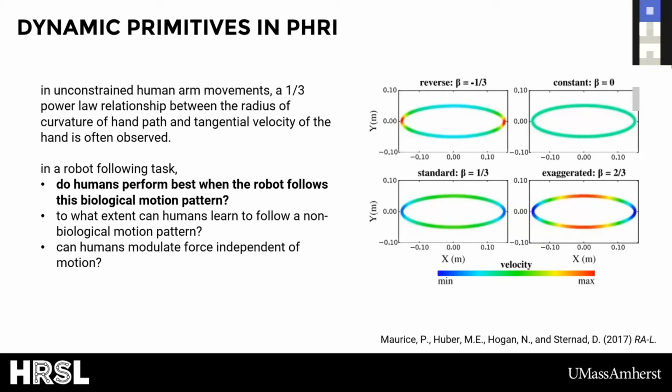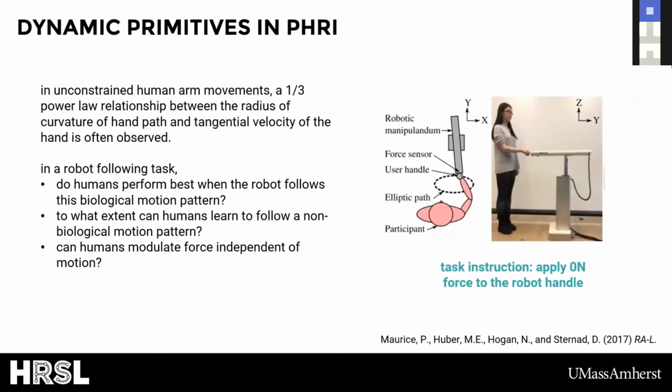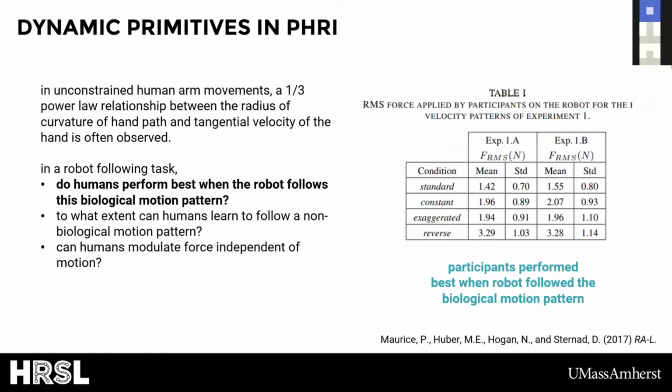The other velocity patterns that the robot followed are non-biological power law relationships. Sometimes it's reversed, sometimes it's constant velocity regardless of curvature, etc. And importantly, subjects were instructed to apply 0 force onto the robot handle as it moved. What we found was that regardless of whether participants performed this experiment with different handle types or different orientations of the ellipse, participants performed best when the robot followed this biological motion pattern, when it obeyed the 1/3 or 2/3 power law.